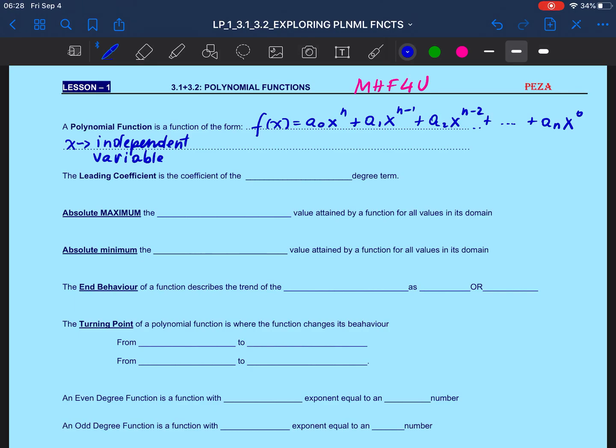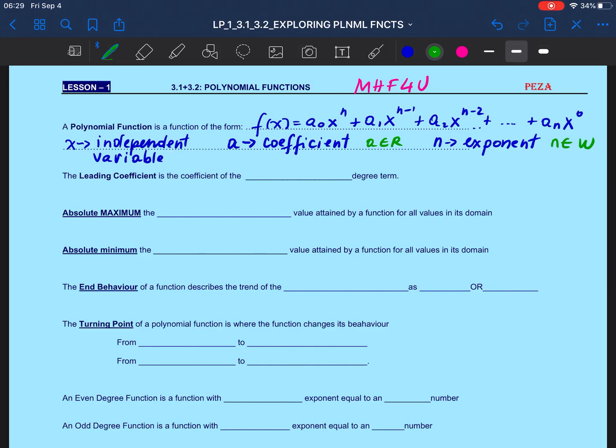The letter a represents the coefficient. The coefficient can be any real number. And last but not least, the letter n represents the exponent or the power or the degree of the polynomial function. It's very important to remember that n can only be a whole number, which means numbers such as 0, 1, 2, 3, 4. So no negatives, no fractions, no radicals.